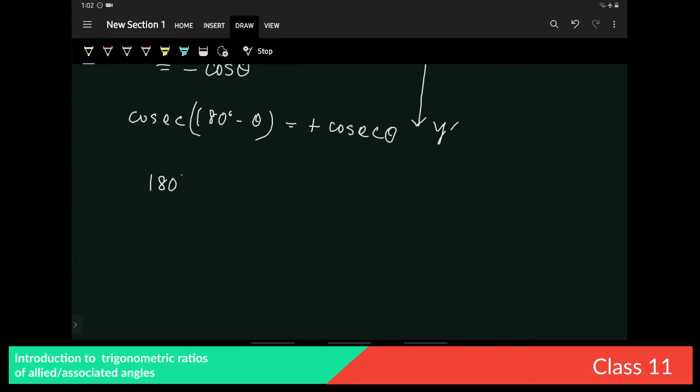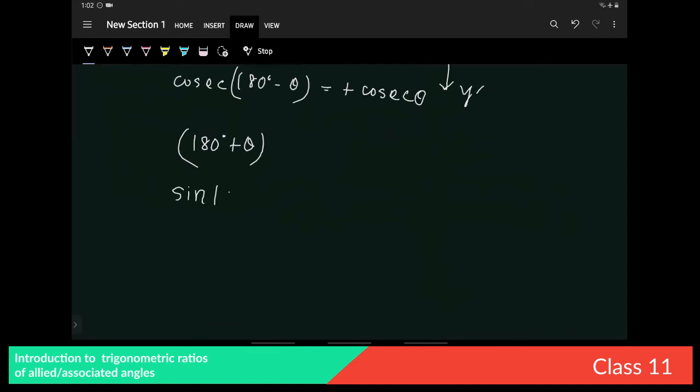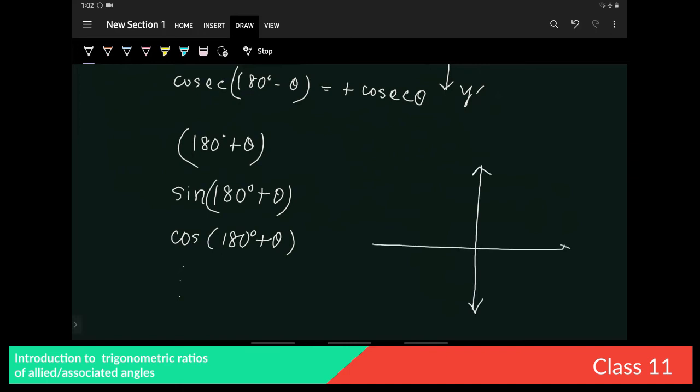Now we come to 180 degree plus theta. Okay. So what will be sine of 180 degree plus theta, cos of 180 degree plus theta, and the rest tan, cot, sec, cosec. Now if you see carefully, it is y prime, this is origin. Now 180 degree means what? This total angle is 180. So plus theta means which angle? Plus theta means this quadrant. Okay, 180 degree plus theta means it is falling under the third quadrant.